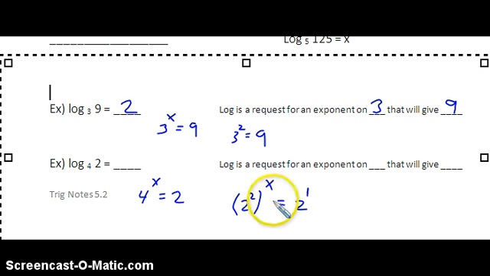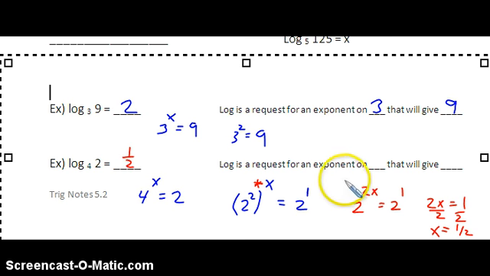Working with my laws of exponents, when I go from a power to a power, we multiply these together. So if I multiply this, I really get 2 raised to the 2x equals 2 to the first. Now I can set my exponents equal to each other. 2x equals 1. Solving this for x, I'd get 1/2.